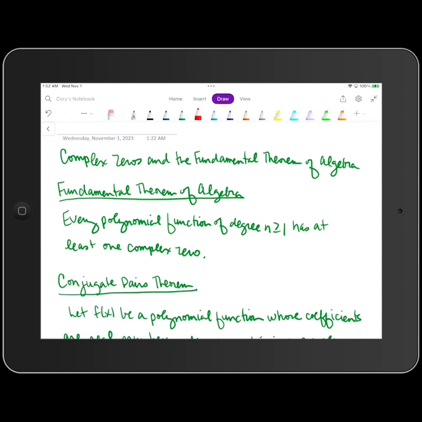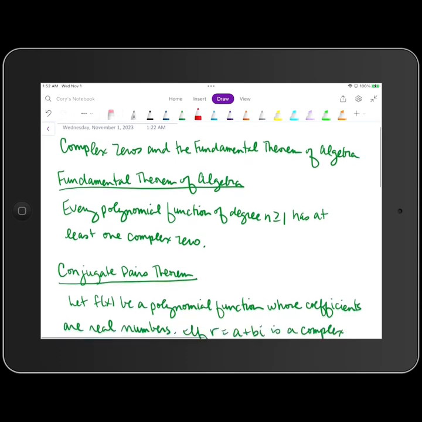So it says that every polynomial function of degree n greater than or equal to 1 has at least one complex zero. And a lot of times when we are looking at polynomial functions, the degree of our polynomial determines how many complex zeros the polynomial function has. So if you have a fourth degree polynomial, a lot of times that fourth degree polynomial is going to have 4 complex zeros.